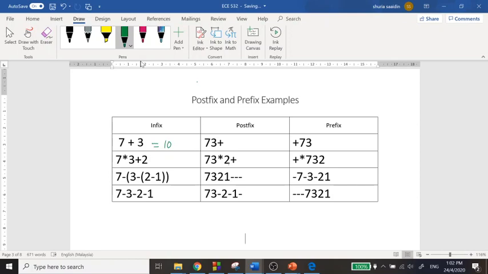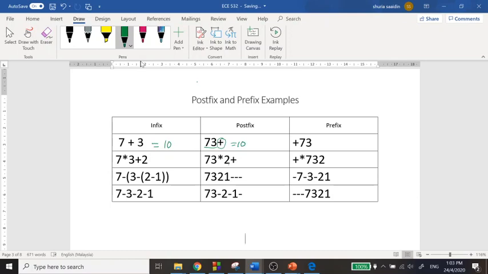So 7 is an operand. Go to the next one. 3 is an operand. Go to the next one. And this one you reach the operator, the plus sign. Once you reach the operator, you have to go back to the previous 2 operands, which is 7, 3. These 2 operands will be performing the plus operation, which will result in 10.